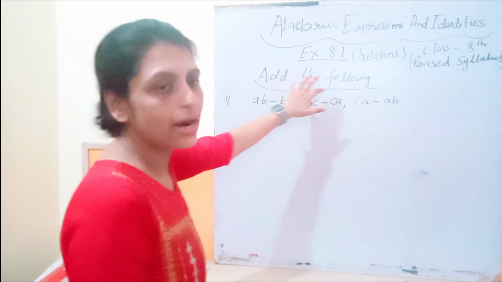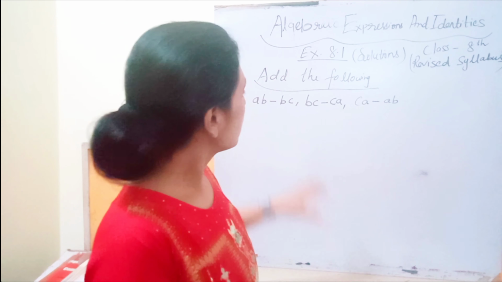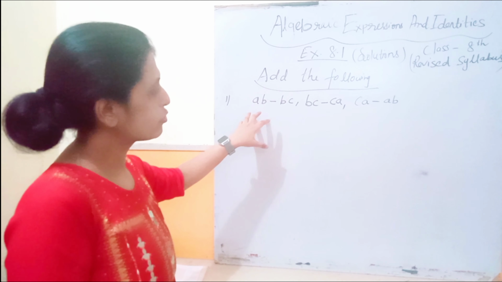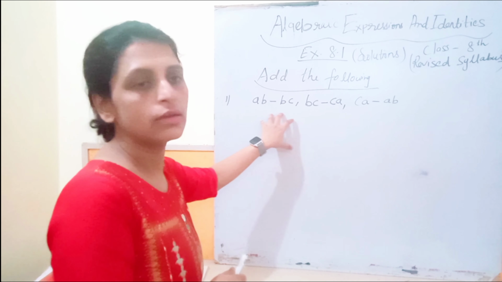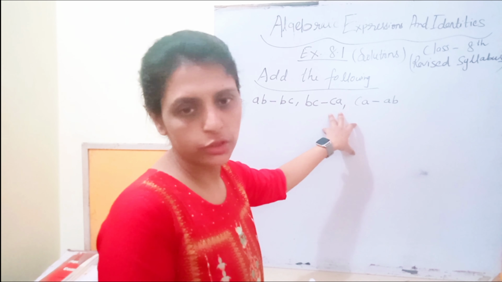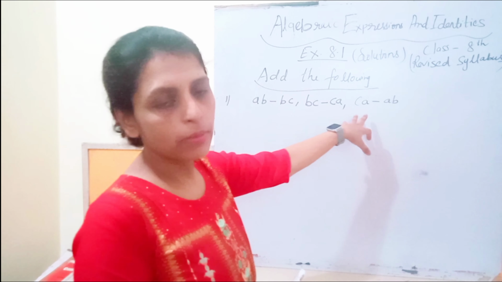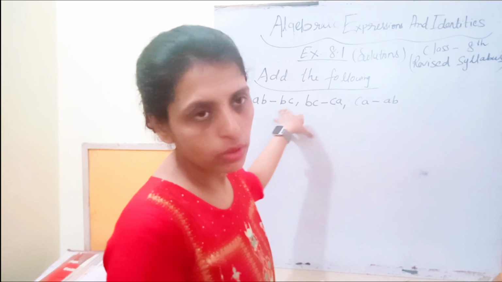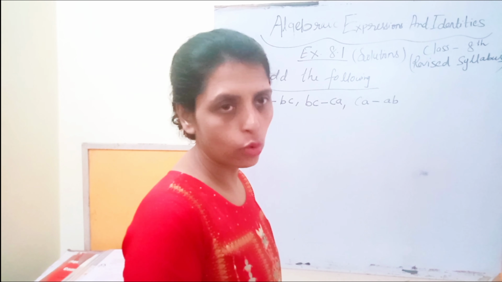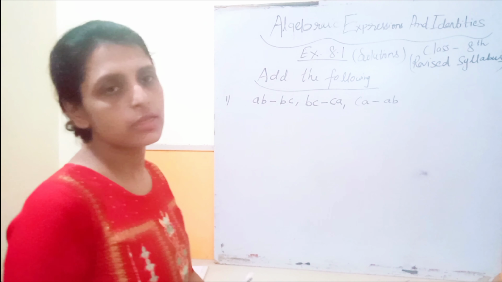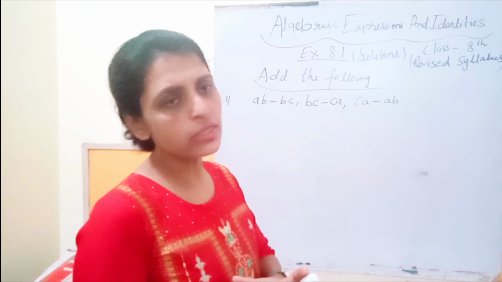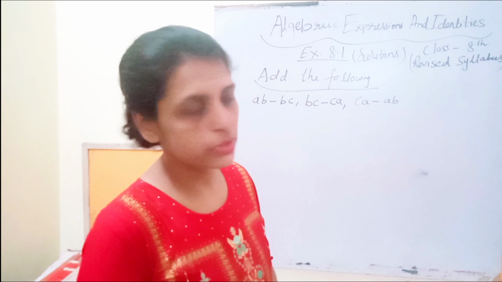First question is: add the following. In this question we have to add the algebraic expressions, okay, and you can see that all of these are binomials. All these expressions are binomials. Binomial means algebraic expressions having two terms, okay.